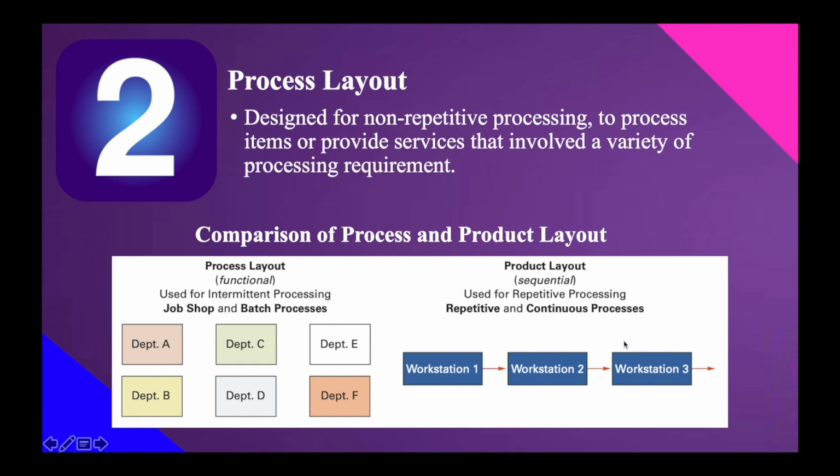Sa product layout, dugtong-dugtong talaga sila. Okay, ginagamit po ito for repetitive processing. Okay, repetitive and continuous processes or mass and continuous production. Workstation 1 connected with Workstation 2, connected with Workstation 3. Dito, hindi. Nakadepende kasi si Department C is actually magkaiba yung job descriptions nila with Department A, with Department E, with Department F. So, mayroon silang bukod na function. They are dealing with different processes. So, this is an example of process layout.